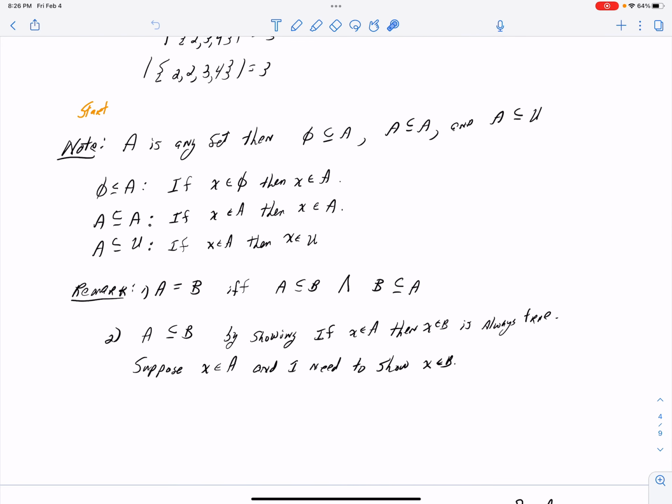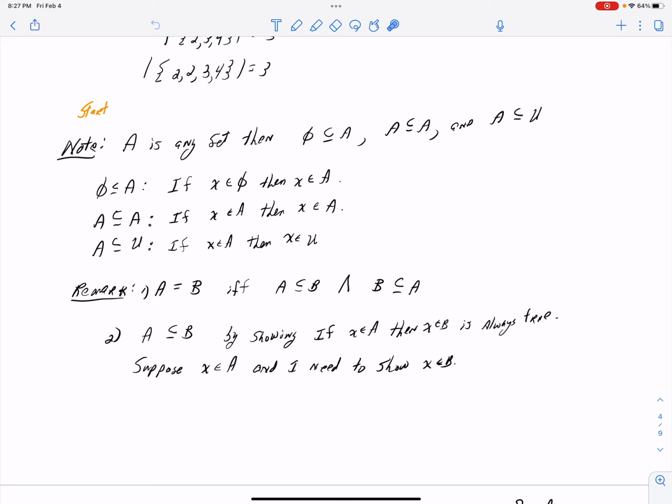So let A be any set, then I claim we have the following subset comparisons. First, I claim the null set is a subset of any set. So if A is any set, the null set is always a subset. Why is that true? Because if we translate it into this conditional statement, it says what? If x is an element of the null set, then x is an element of A.